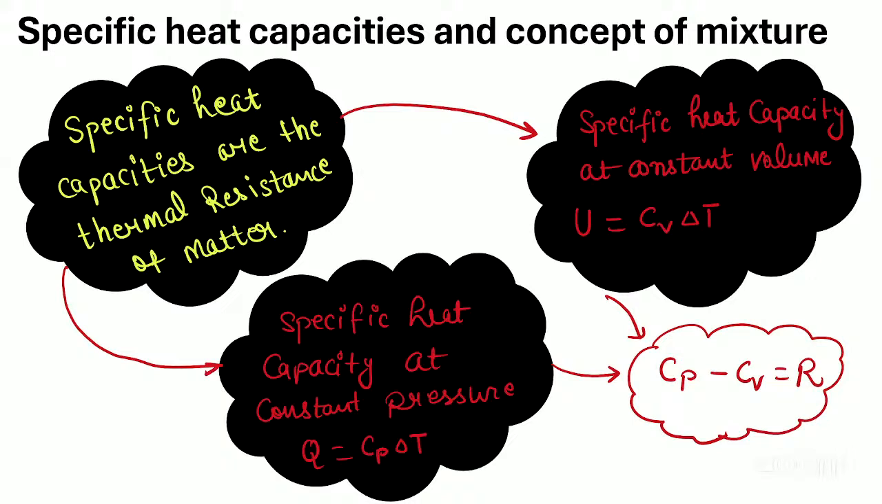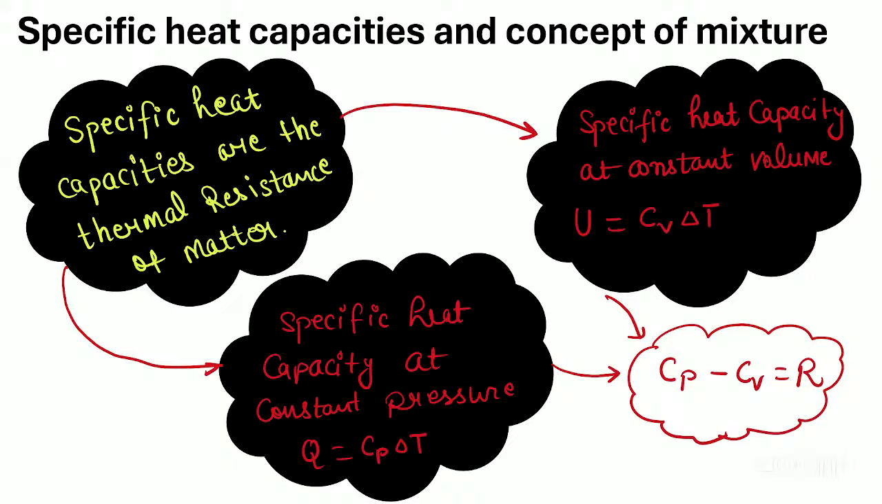The specific heat capacity is the heat required to raise the temperature by 1 degree Celsius for a unit mass. But heat capacity is the amount of heat required to raise the temperature of any mass by 1 degree Celsius. So that is the difference between them.